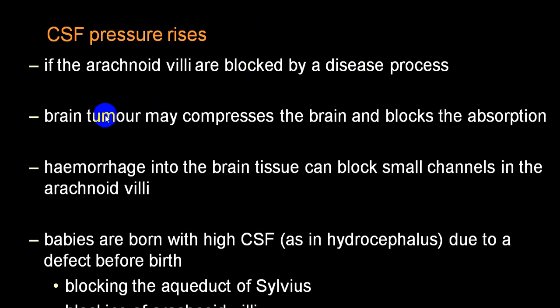Say if there is a SOL, space occupying lesion, or brain tumor in the form of abscess, tuberculoma, secondary metastasis, cyst, etc. It can compress the brain and also block the circulation, and CSF will accumulate. Also, hemorrhage in the brain tissue can block the small channels in the arachnoid villi.